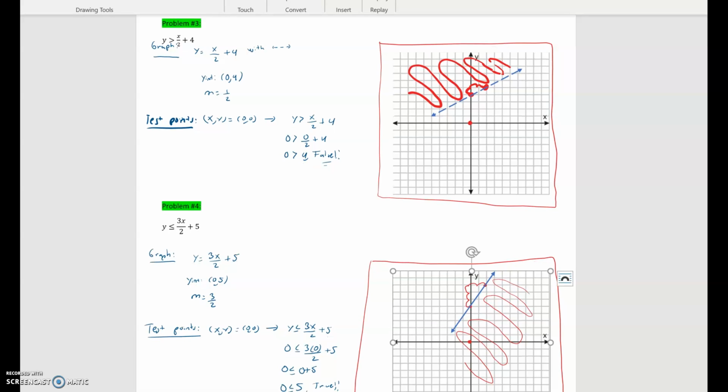And once again, y greater than x over 2 plus 4 means you're shading above. Less than means you're shading below the line. And here, greater means your line is dotted. Less than or equal, it's a solid line. So on problems where they're not asking us for the test points, you may just do that shading.